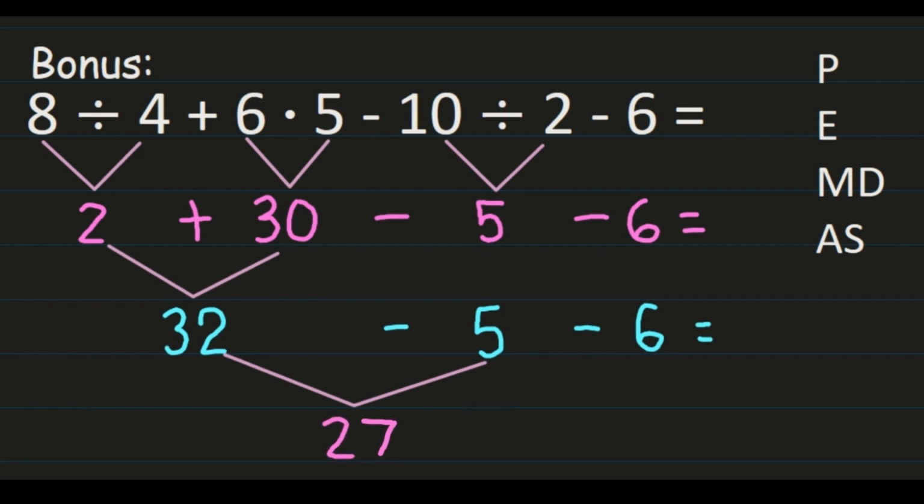And then I'll bring down the minus 6. So I'll have 27 minus 6. And 27 minus 6 is 21.